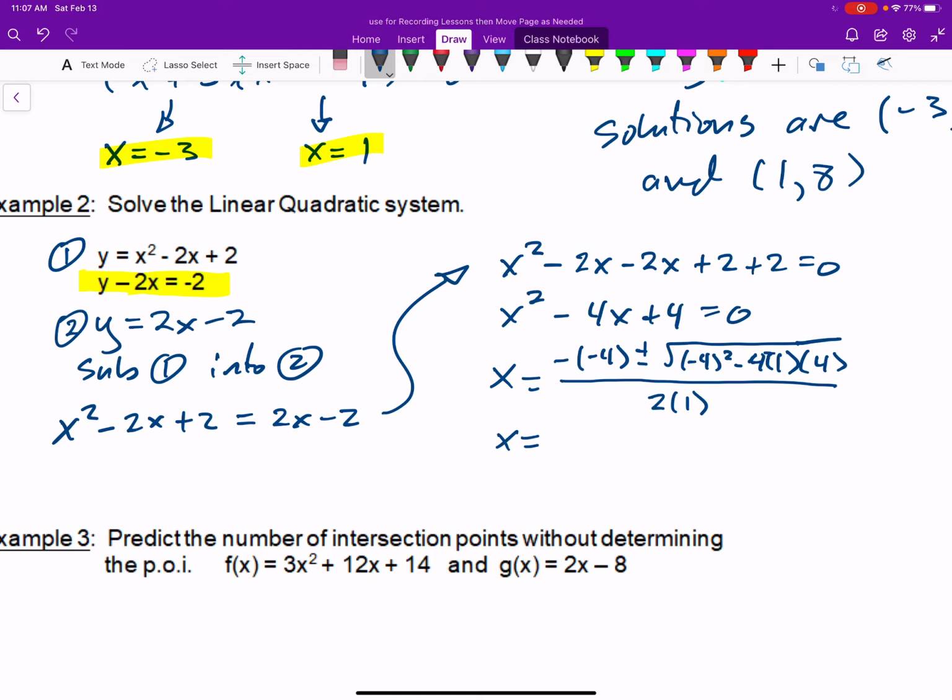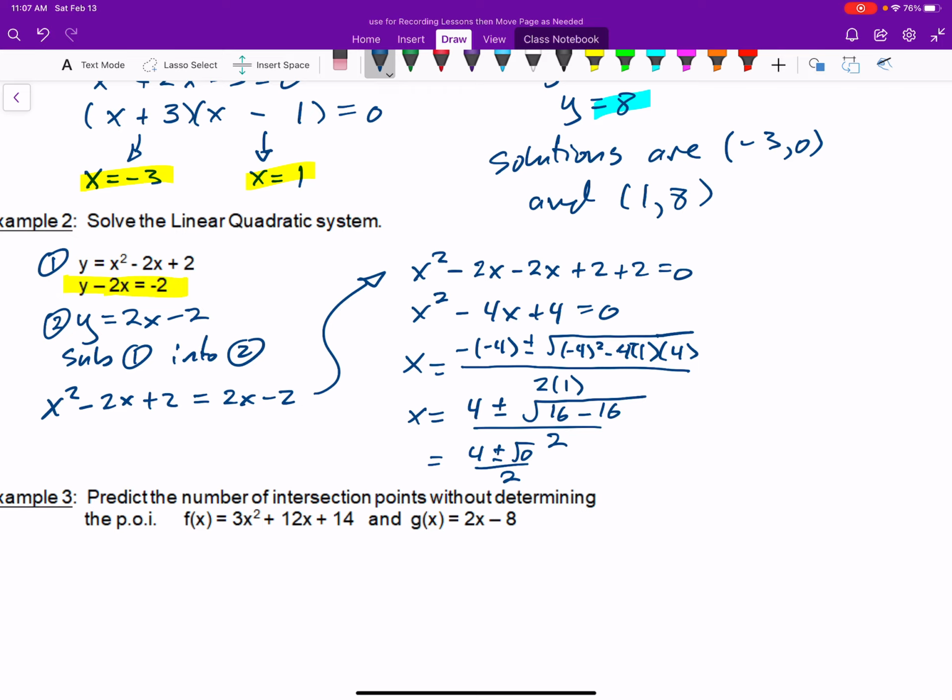Anyway, so I got 4 plus or minus, and so then I've got negative 4 squared is 16, and negative 4 times 1 times 4 is also 16. So what this ends up being is 4 plus or minus the square root of 0, which is still just 0. So the plus or minus part is going to end up not mattering. So I'm just going to end up with 4 over 2, which gives me 2. So I've got a single x value.